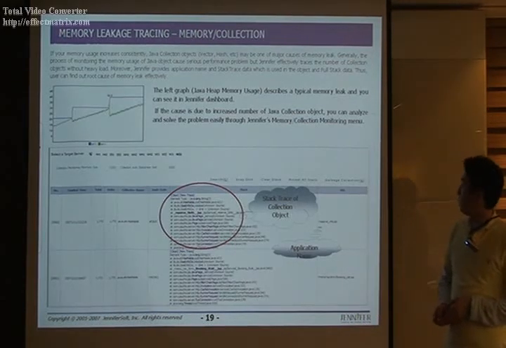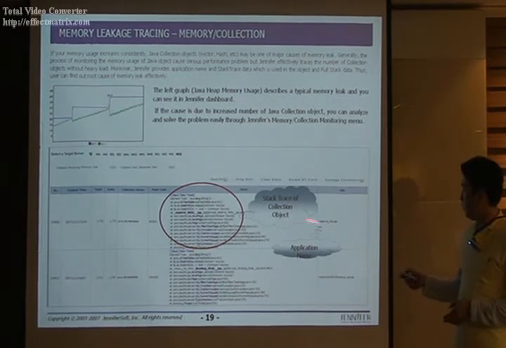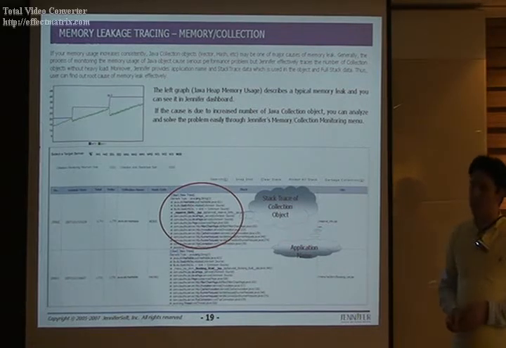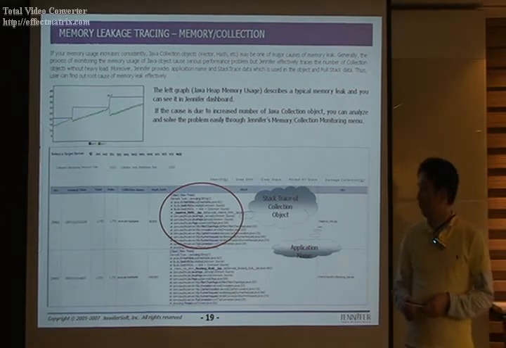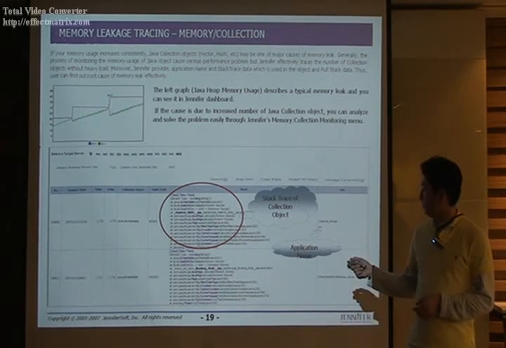Memory leakage tracing. Jennifer can also track down any kind of memory leakage that may be happening. Same deal over here. You can actually drill down into the actual stack trace of the collection objects simply by clicking on the module. It also shows the application name, so that if a specific application is causing performance and memory leakage, this module will be able to show that as well.